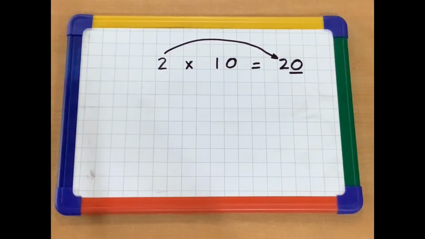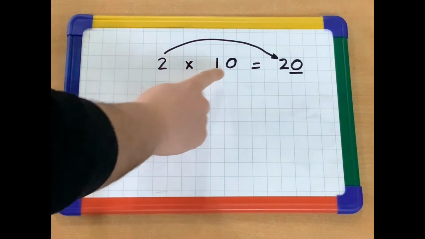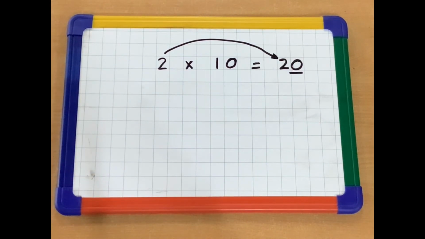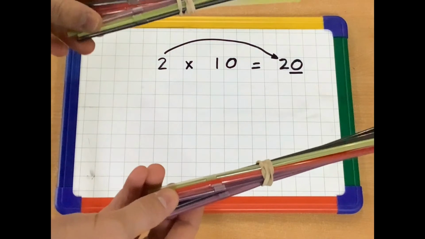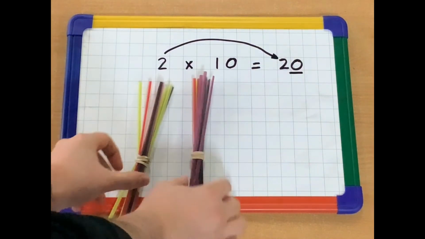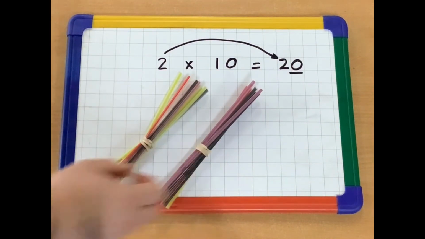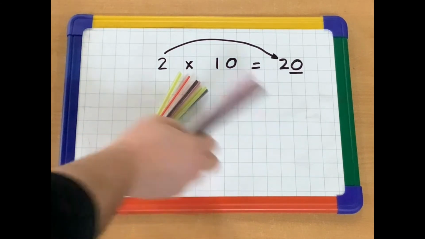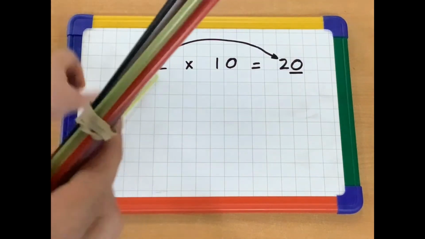What we're going to do though is we need to check that this way works, okay? So 2 times by 10, 2 multiplied by 10, or 2 groups of 10. I'm going to bring out the straws. We've got our 2 groups of 10 straws again we used yesterday or last week, equals 20. Let's check to make sure, okay? So here's the first group.